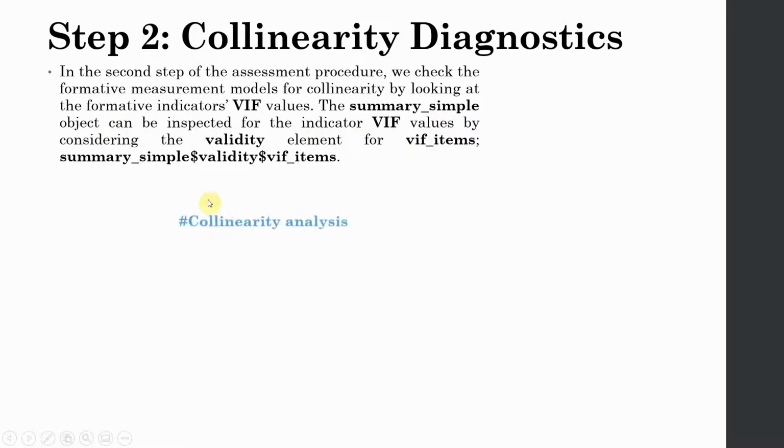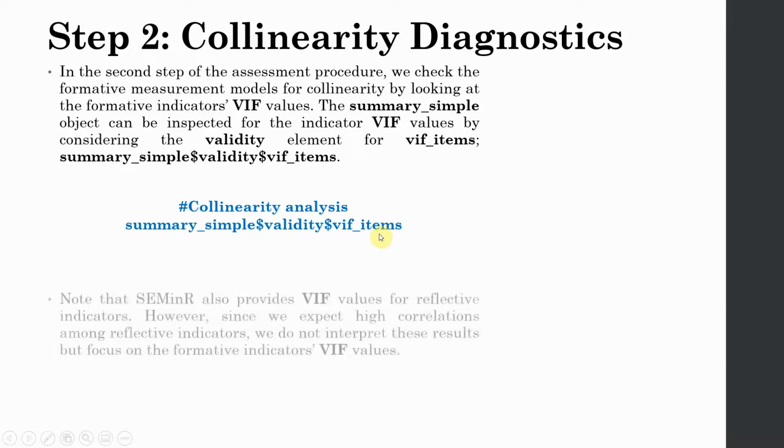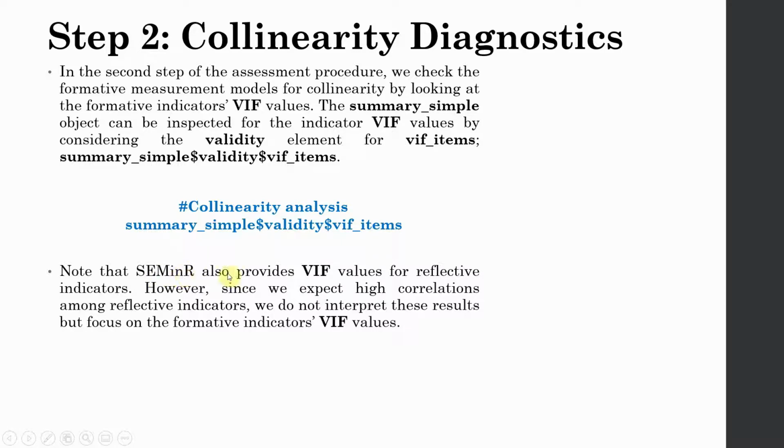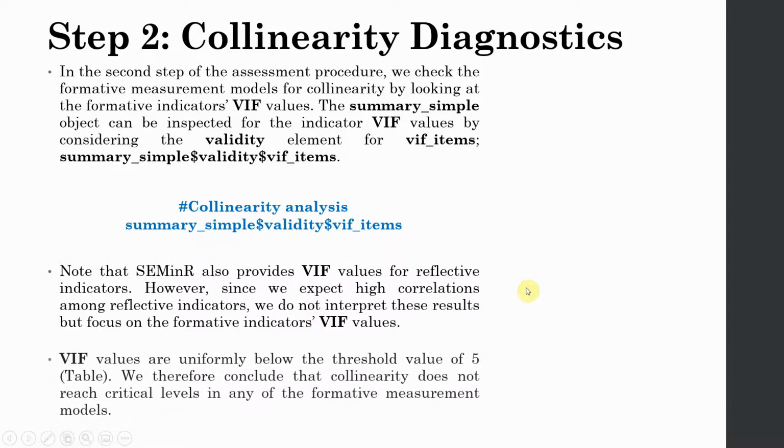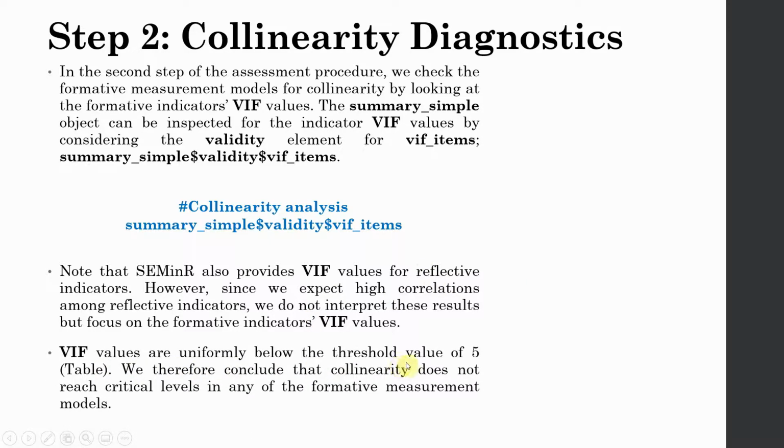How do we inspect this? Just simply go summary underscore simple, add the $, then validity, and then $, and within this validity object, you will have this sub-object VIF underscore items. Note that SEMinR also provides VIF values for reflective indicators. If you've got reflective indicators, you will have the VIF values. However, since we expect high correlation among reflective indicators, we do not interpret these results. So we focus on VIF values of the formative indicators and we do not interpret the VIF values for reflective indicators.